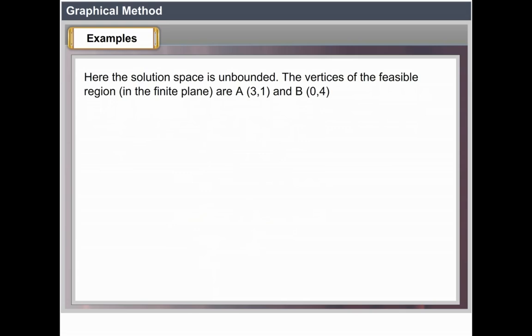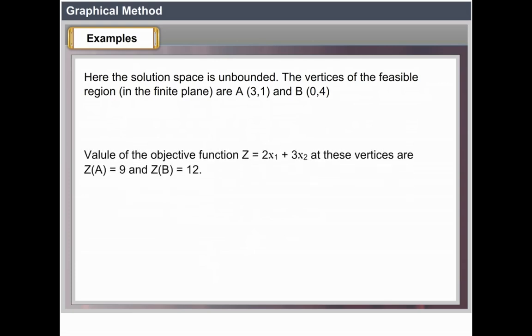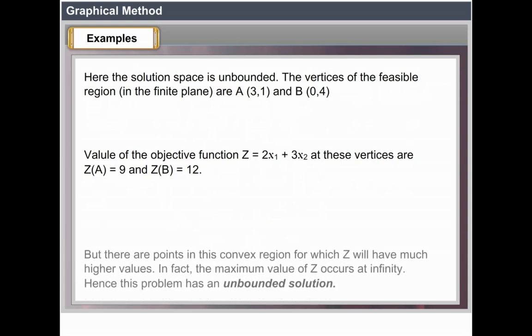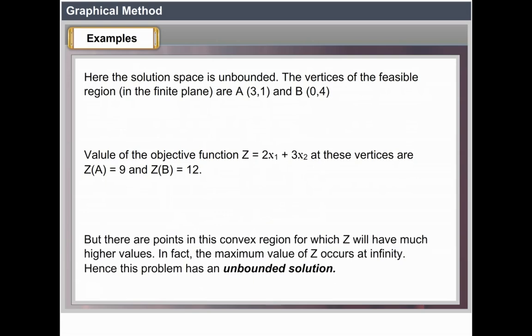The vertices of the feasible region in the finite plane are A (3, 1) and B (0, 4). The value of the objective function z equal to 2x1 plus 3x2 at these vertices are z of A equal to 9 and z of B equal to 12. But there are points in this convex region for which z will have much higher values. In fact, the maximum value of z occurs at infinity. Hence, this problem has an unbounded solution.